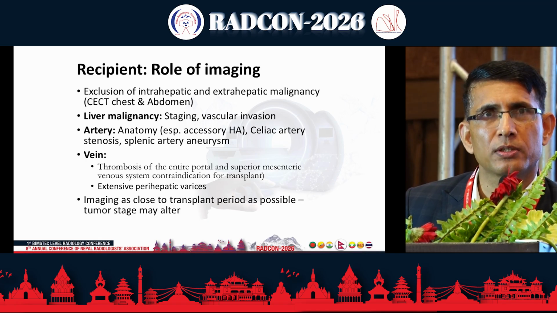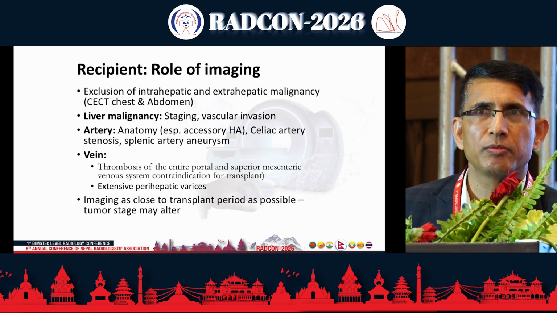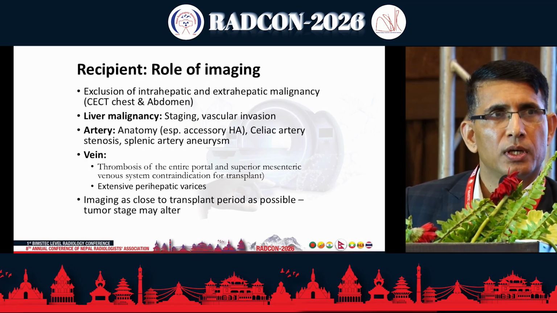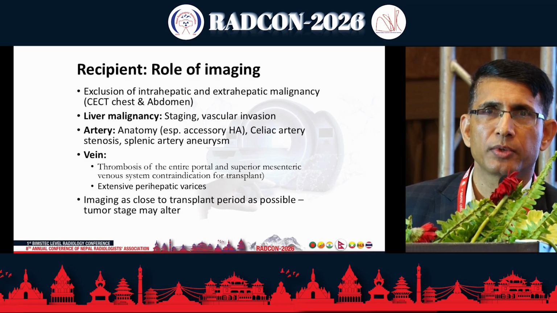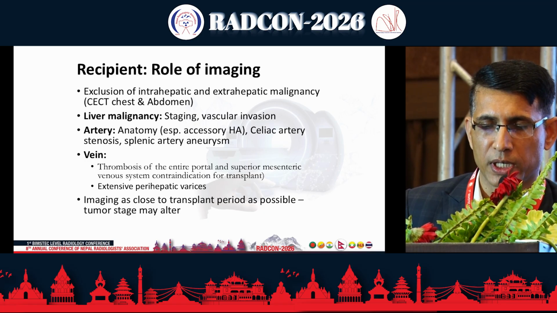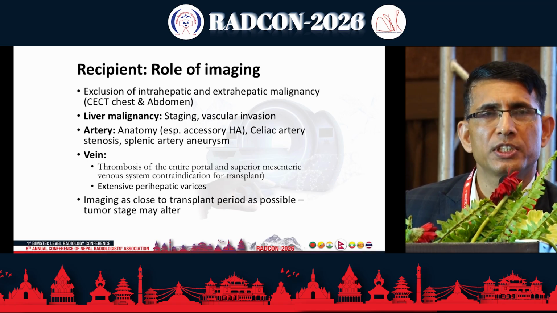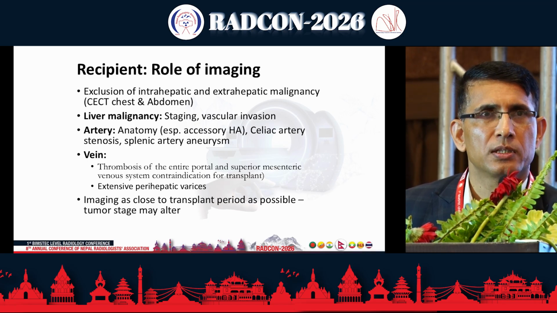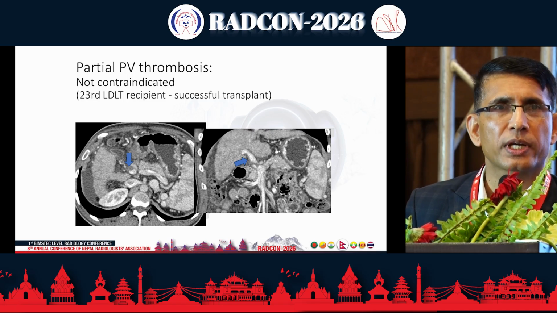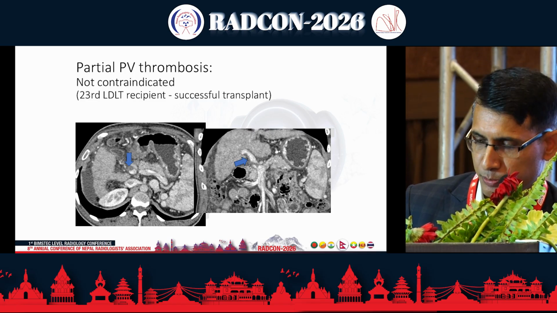A small portal vein thrombosis can be removed by thrombectomy intraoperatively. But if there is extensive thrombus of the superior mesenteric vein as well as the portal vein, then we cannot do transplantation in those patients. And in case of recipients, we do imaging later, just before the transplant, because the tumor can progress if you do early imaging.